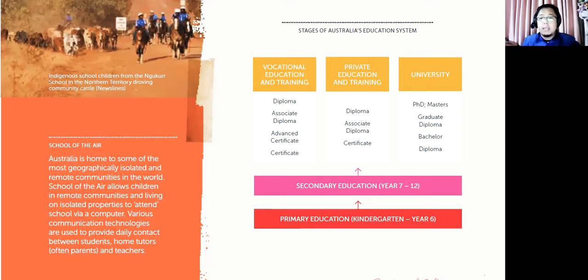Seharusnya kita sudah memiliki diploma. Nah, ditambah pula 4 tahun, itu kuliah bachelor's. Nah, jadi dalam segi pendidikan kita banyak memakan waktu sebenarnya.